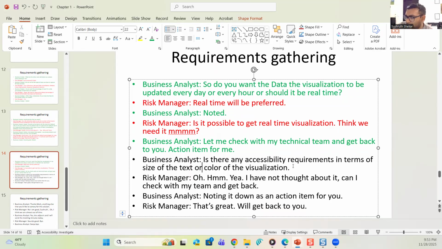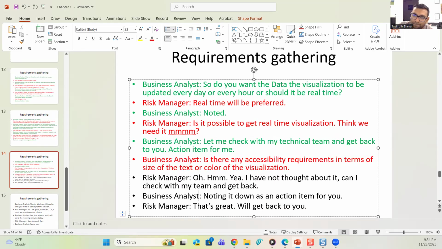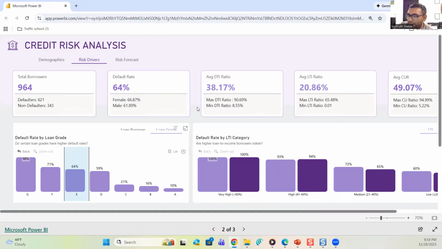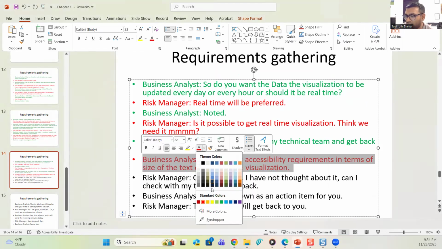Now I'm asking, are there any accessibility requirements in terms of size of the text, color of the visualization? Accessibility requirements, in some organizations, mean the text should not be less than 10 or 11 in scale. The text size should be more than 12. Based on the organization, they have these rules. So I'm asking them, do you have any accessibility needs? Should the text be a certain size? Do you need a specific color? Do you need this bar chart to be displayed in a certain color? That's what I'm asking.